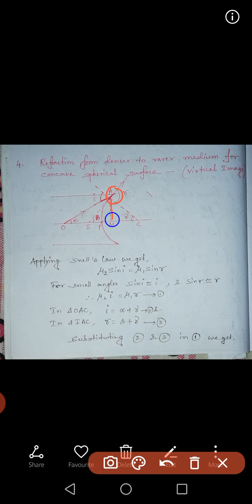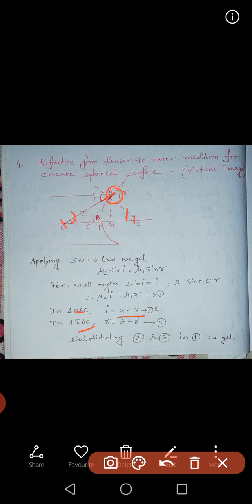Then the normal is dropped, and the normal intersects the principal axis at point M, and P is the pole. So always keep the names the same, so that you can consider triangles with the same names. So in triangle OAC, which one is the exterior angle? I is the exterior angle, so I will be equal to alpha plus gamma, the interior angles alpha and gamma. So I equals alpha plus gamma.